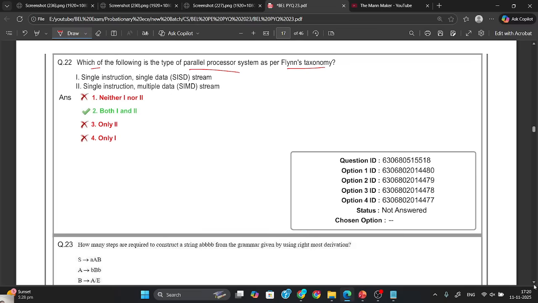The first one is single instruction, single data (SISD), or single instruction, multiple data (SIMD). So both are correct. Both of the following are types of parallel processor systems. So both are correct.